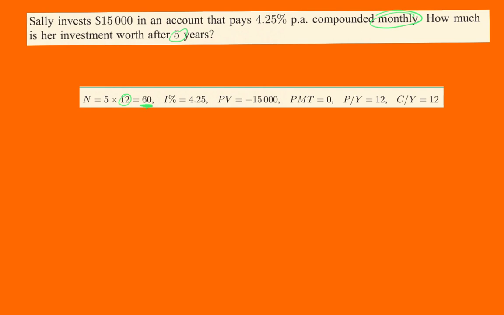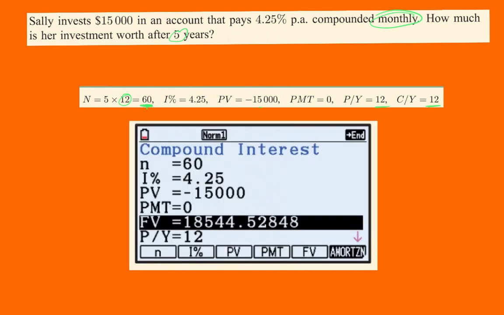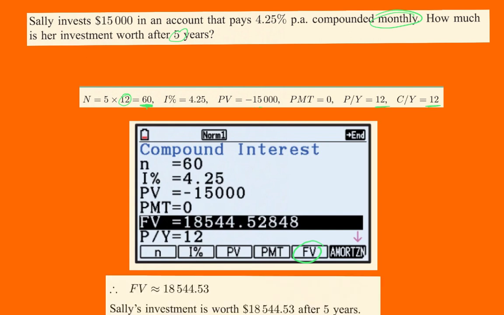We've got a percentage. Our present value is negative because that's the amount she's putting in. Payments is 0. Now, there are 12 months in a year, so our PY and CY are 12. So that's the amount of compounding that we could do in a year. Okay, so let's enter all this into our calculator and we get n equals 60, I is 4.25, PV negative 15,000, 0. Now I need to know the future value, so I press FV and here we go. There's my answer. The future value is approximately $18,544.53.